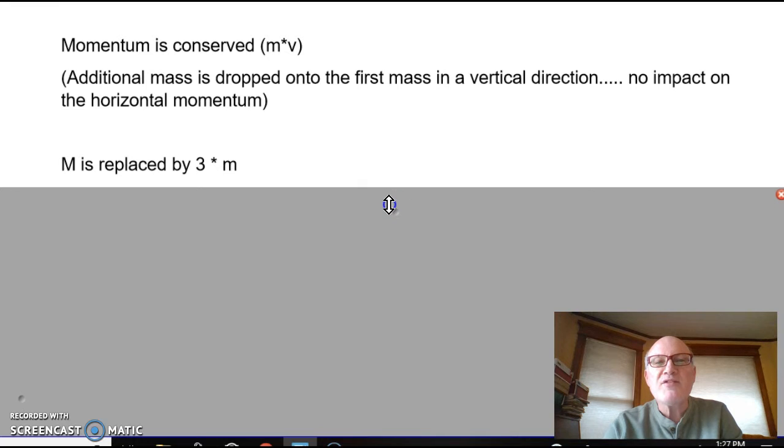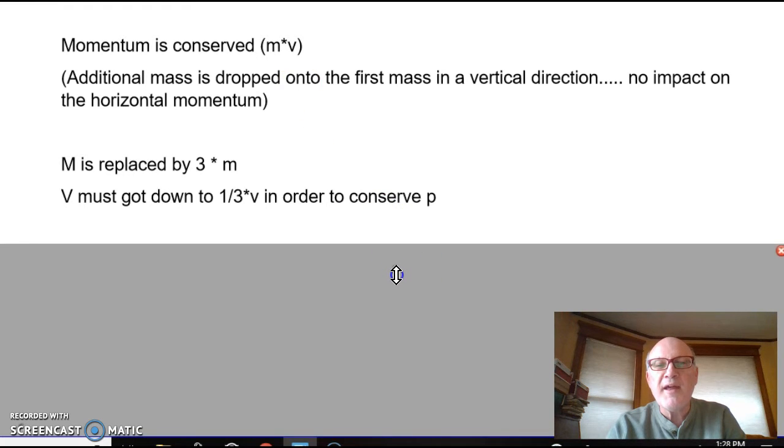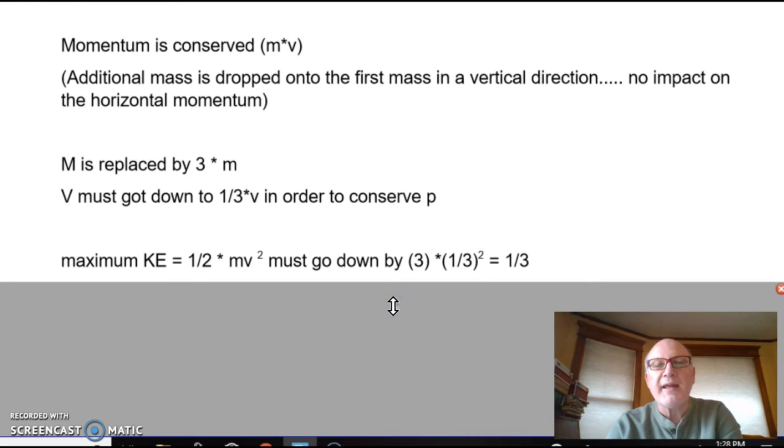Well, the mass will be replaced by 3 times the mass, and the velocity then must go down to 1/3 of the original velocity in order for the momentum to be conserved. So 3 times the mass, but 1/3 the velocity. So the product mv at that equilibrium point shouldn't be any different. What's the implication of that? Well, now that has an implication in terms of kinetic energy. So while its momentum is the same, its kinetic energy is now actually different.